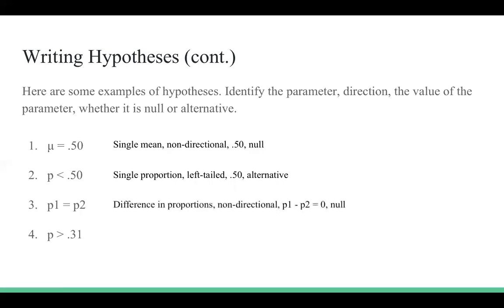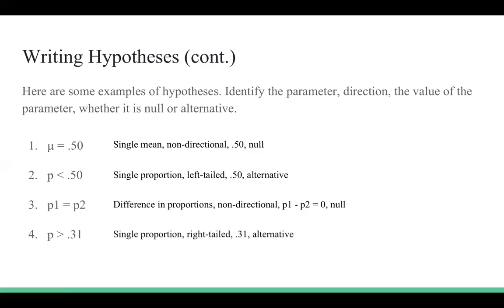All right, you have two more. This next one is a difference in proportions because it says p1 is equal to p2, so that means there is no difference between the two numbers. It's non-directional because, again, there's an equal sign. The value of our parameter is p1 minus p2 equals 0, because if p1 and p2 are the same number, their difference would be 0. And again, this is null because of that equal sign.